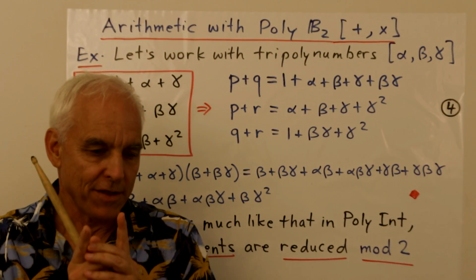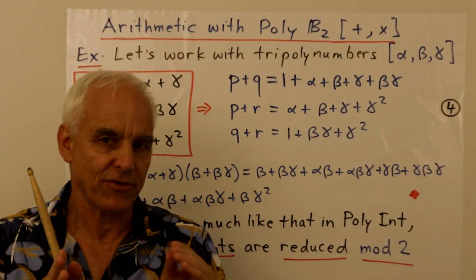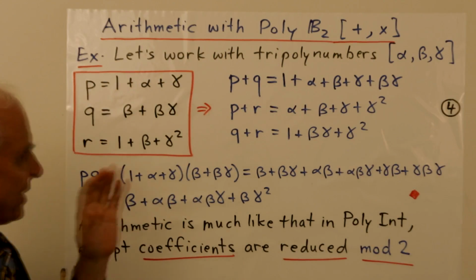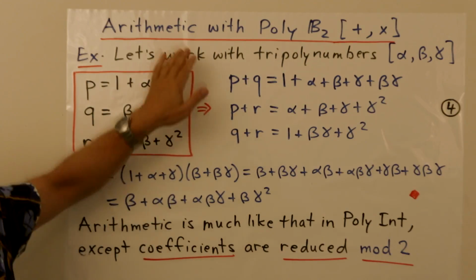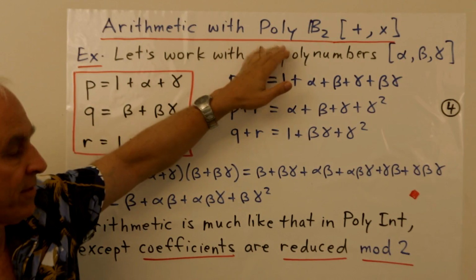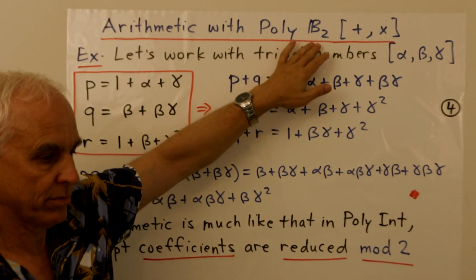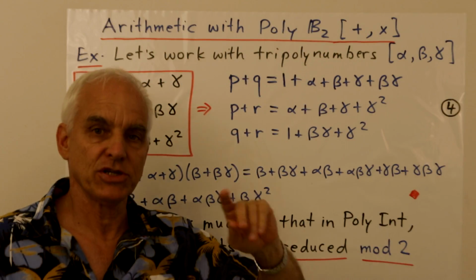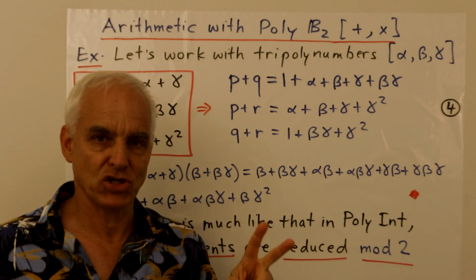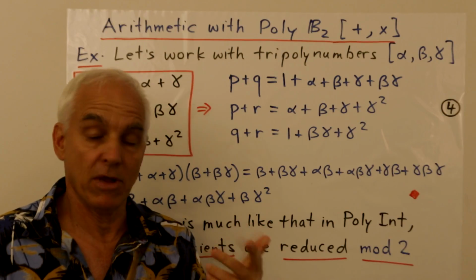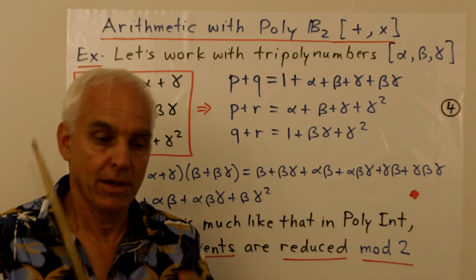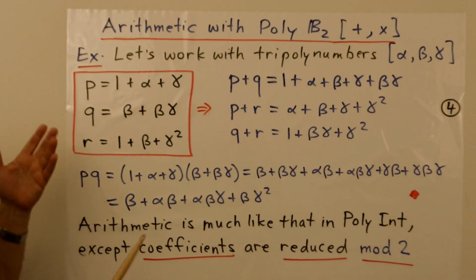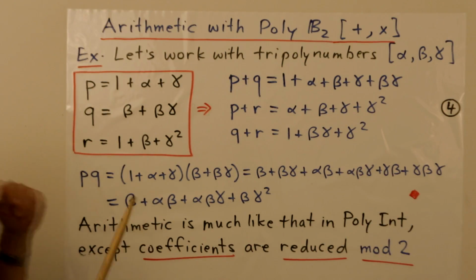Okay, so although this is quite elementary, there's a subtlety to it. So let's be careful about saying precisely what's happening here. I want to show you arithmetic with this framework of poly B2. And in B2, there are only two operations. There's addition and multiplication. Really, addition and multiplication mod 2 with zeros and ones. Okay, so we're going to extend that to an arithmetic with polynumbers.